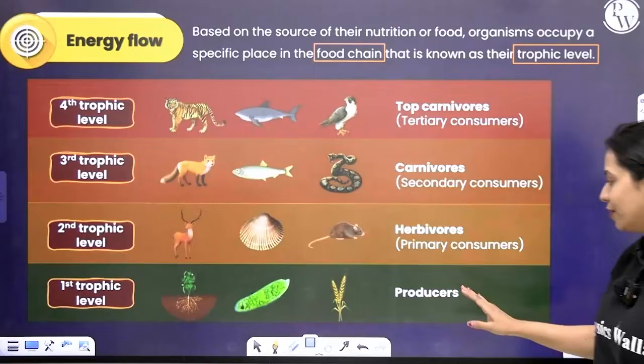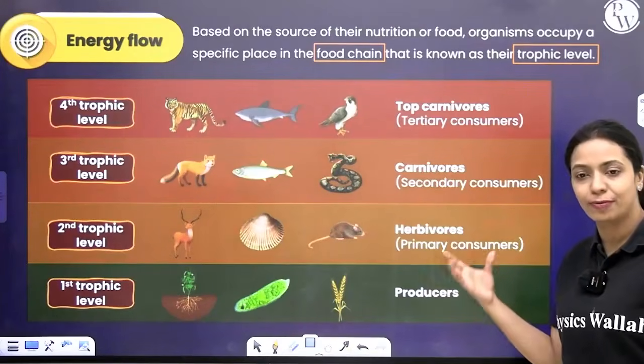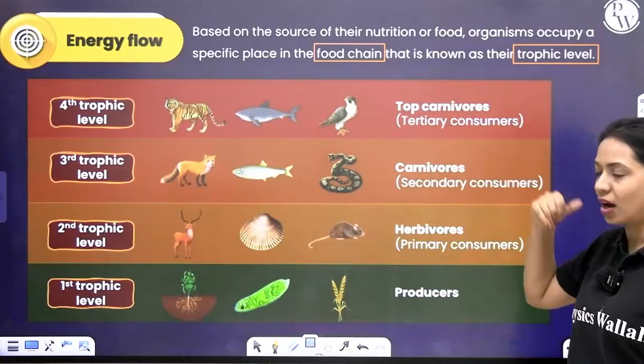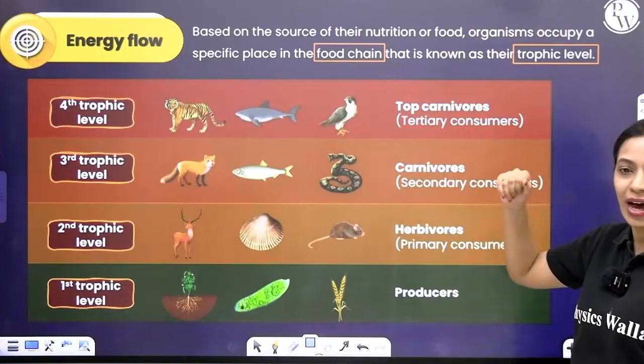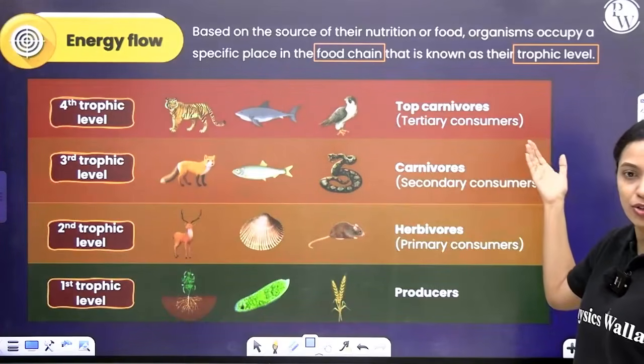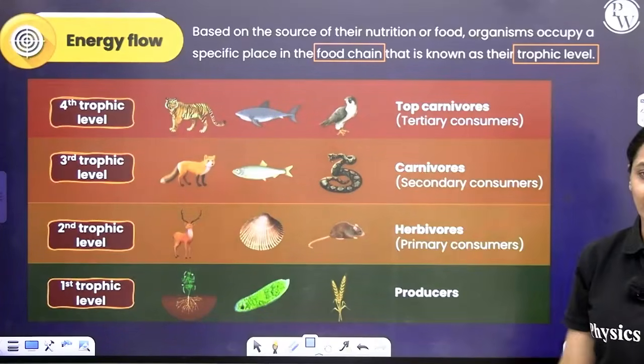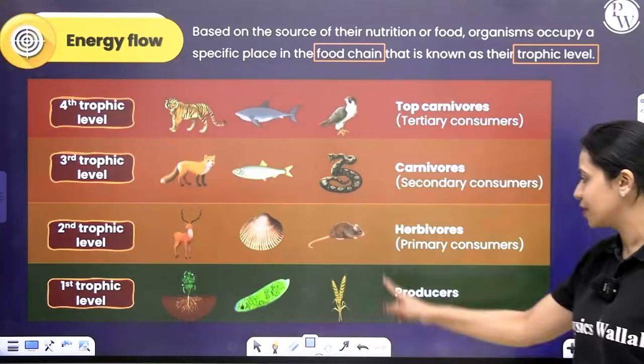In the first trophic level, you have producers. Second trophic level, you have primary consumers or herbivores. Third trophic level, you have secondary consumers or carnivores. Fourth trophic level, you have tertiary consumers or your top carnivores. There are different examples of food chains that I've given to you here. About this one we've already discussed.